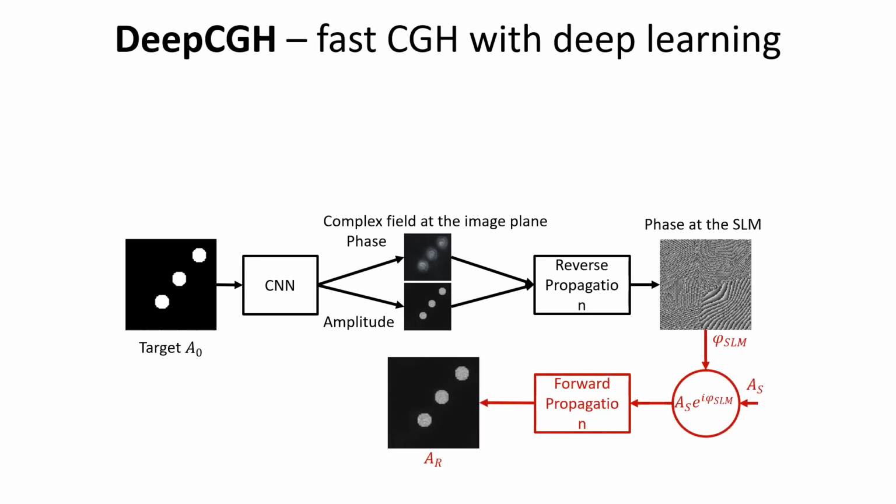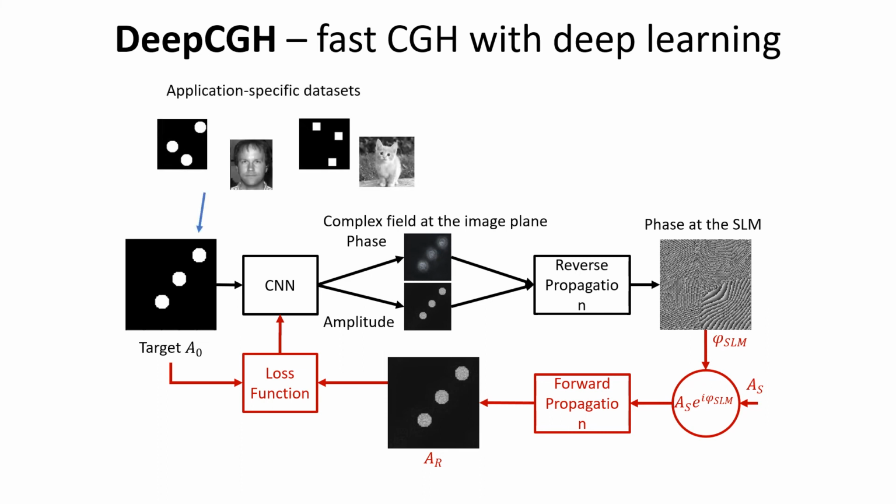To train it, we take the phase output and we simulate the forward propagation of the wave using the laser amplitude AS. And using a loss function, we can now compare the reconstructed amplitude, AR, to the target amplitude, A0, and use the mismatch measurement to update the coefficients of the CNN and improve its ability to compute suitable complex fields.